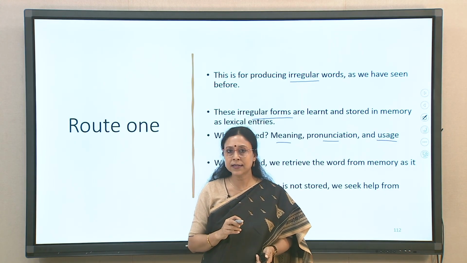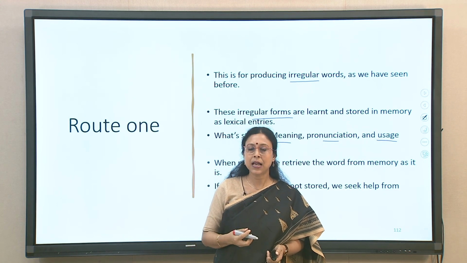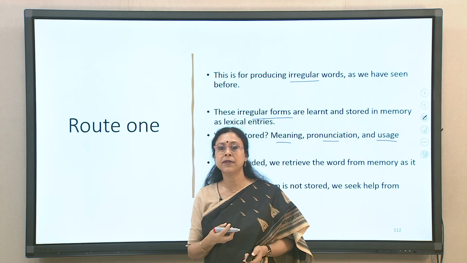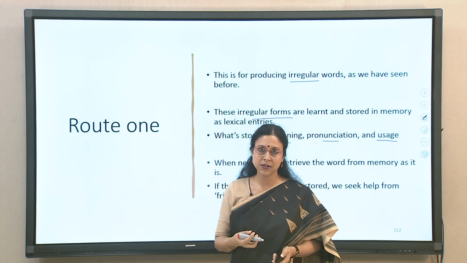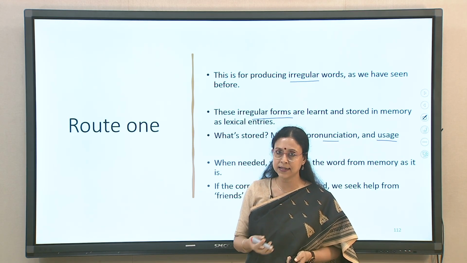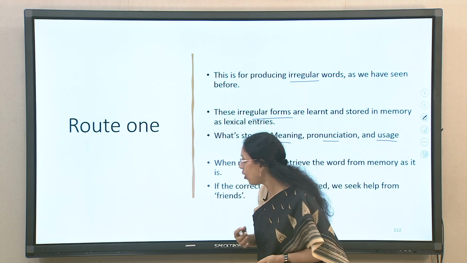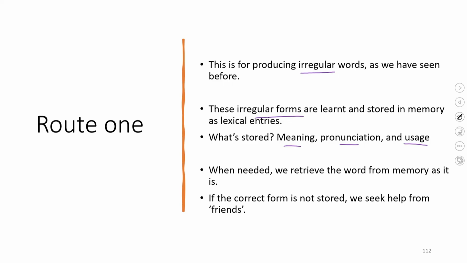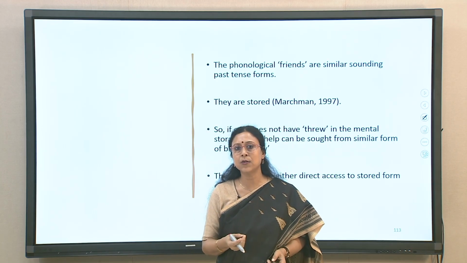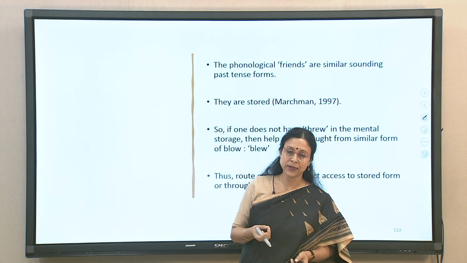Now, there might be a slight problem because sometimes the children may not be able to retrieve it immediately given a situation. So, there are two ways here as well. Either you retrieve it as it is directly from the memory, or if the correct form is not stored, then we seek help from friends. We have discussed these phonological friends before as well. So, phonological friends are similar sounding past tense forms, let us say.